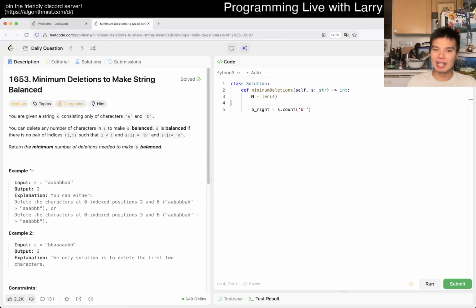So here maybe we start with B to the right is equal to just S dot count of B, and then A left, the A to the left of the line, is going to be just 0, because there's nothing to the left of the line, because the line is at the first character. And then maybe you have a best.